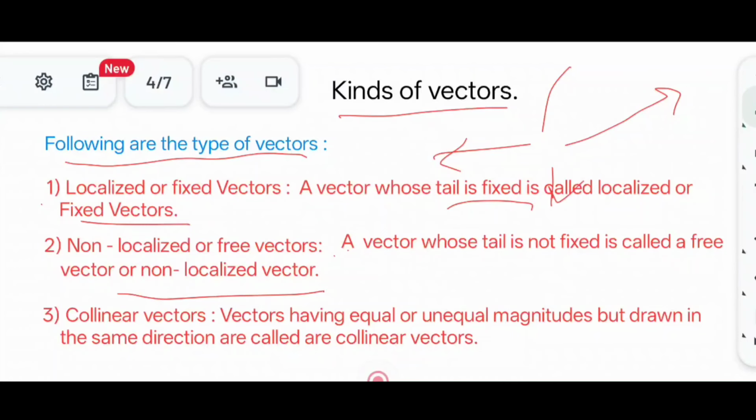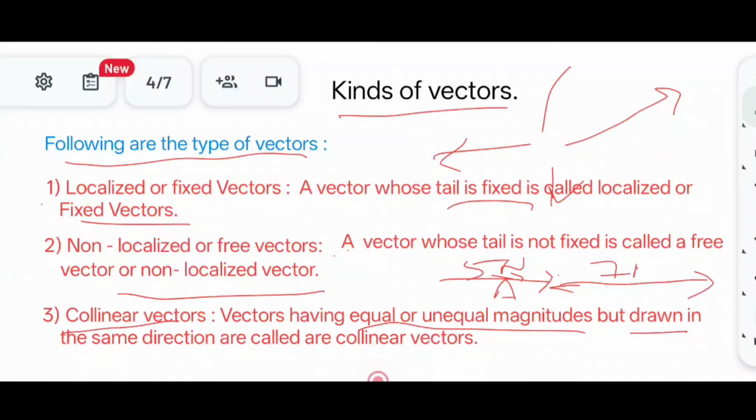Collinear vectors. Collinear vectors are the vectors having equal or unequal magnitudes but drawn in the same direction. So if vector A is a force of 5 Newton, and again this is another force that is 7 Newton, unequal magnitude but they are moving in the same direction. So these are collinear vectors.